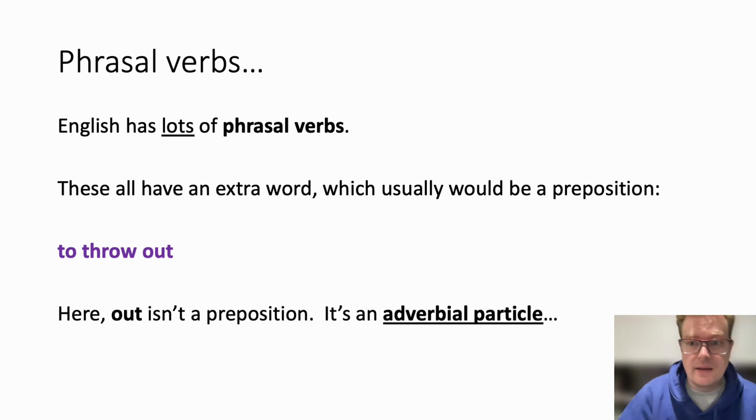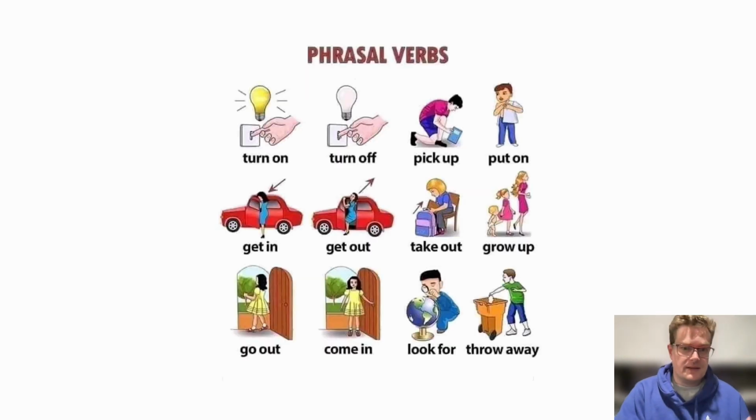Okay, now, phrasal verbs, there's lots of them. It's things like turn on, turn off, pick up, put on, get in, get out, take out, grow up, go out, come in, look for, throw away, all of these things. Lots of prepositions there, but the prepositions in these sentences, they're not being a preposition, they're being an adverbial particle because they're part of the verb, like throw away. It's like a two-word verb. We call them phrasal verbs in English. Not every language does this. People learning English have to learn a bunch of them.